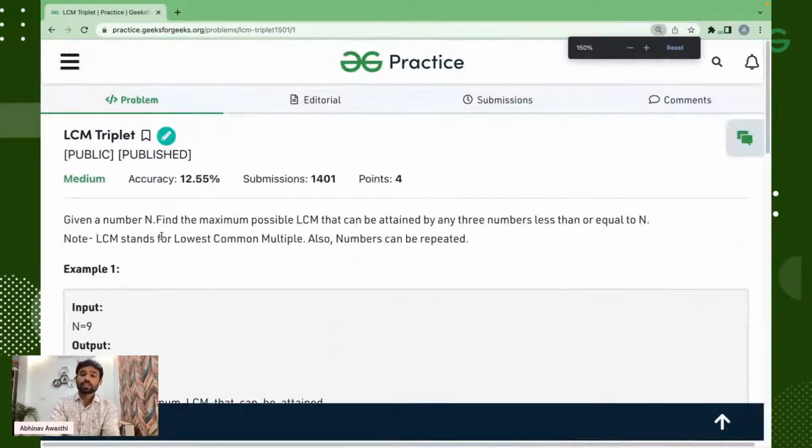So the problem is: given a number n, we have to find the maximum possible LCM that can be attained by three numbers less than or equal to n. Here, LCM means lowest common multiple. Also, we can take repeated, or duplicate, numbers out of those three numbers. So basically, we have to take three numbers that are less than or equal to n, and whose LCM is the maximum possible.